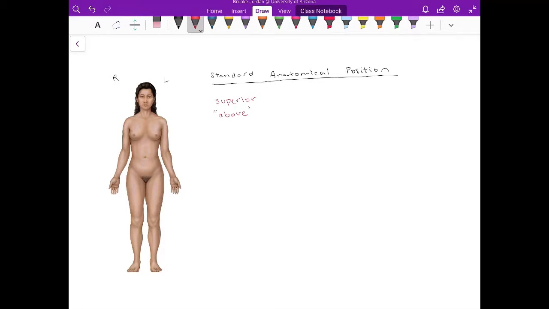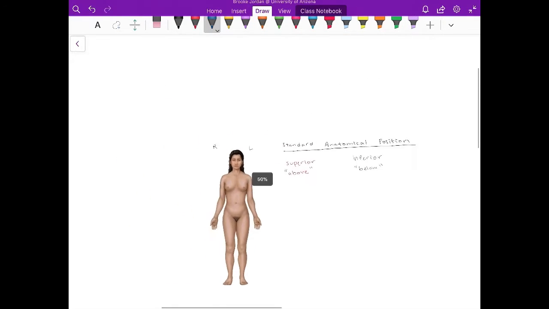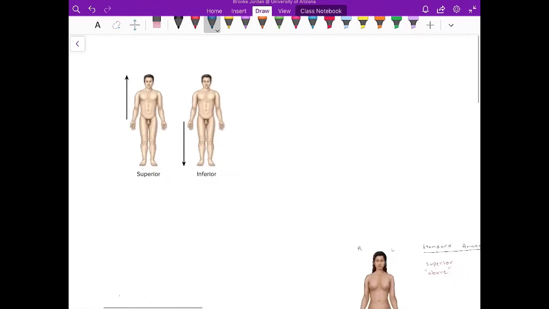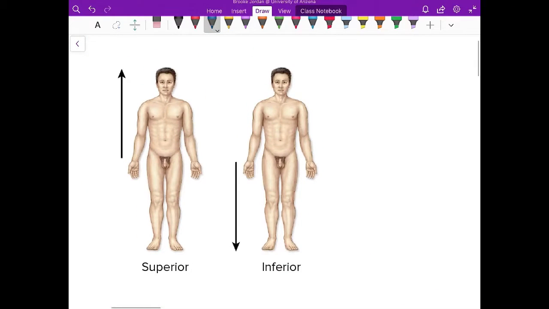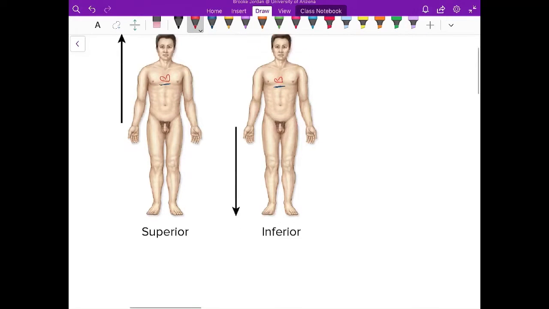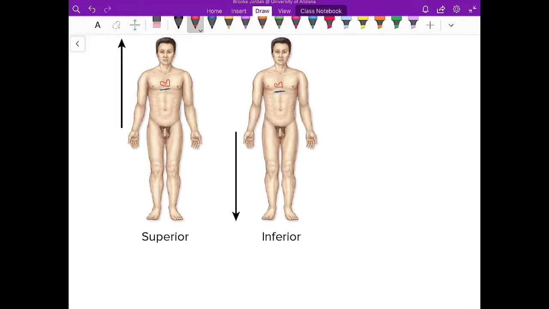We're going to start off with superior, which is also thought of as the above term, and inferior, which is thought of as the below term. These two usually go hand in hand. I'm going to show you this nice little picture with some arrows and give you an example. The heart is superior to the diaphragm in the same way that the diaphragm is inferior to the heart.